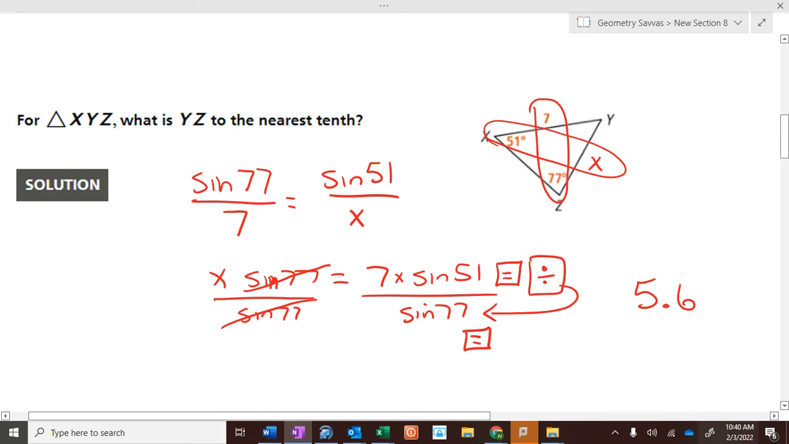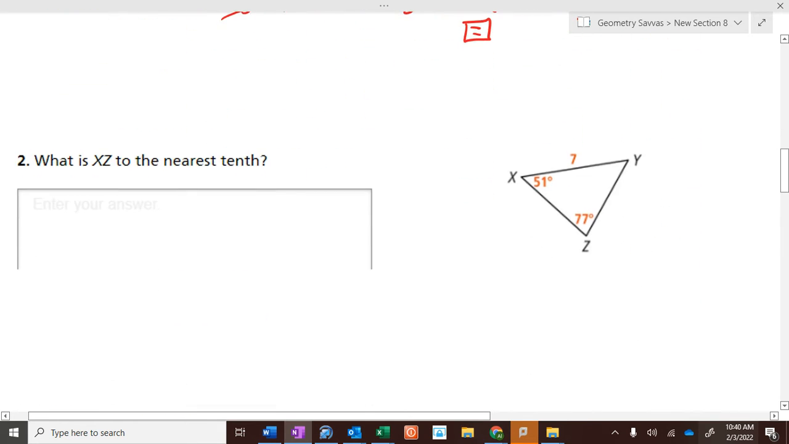5.6. Are we good with that? That's the basics of law of sines. That's not that hard, right? That's the basics. We do go a little more advanced, but not too advanced. Okay?